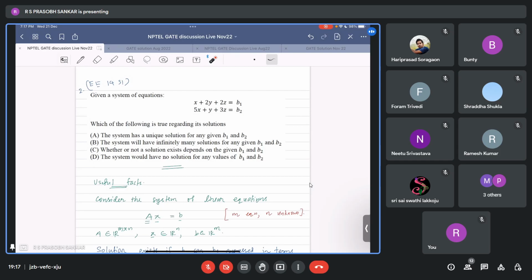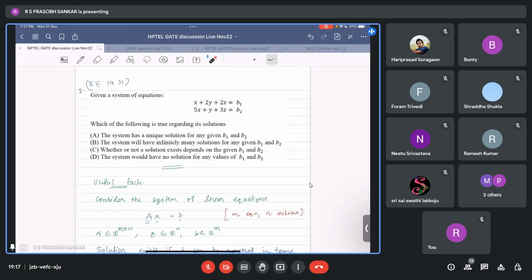So, A is that the system has a unique solution for any b1 and b2, or the system will have infinitely many solutions for any given b1 and b2, or whether or not a solution exists depends on b1 and b2, and finally the system doesn't have any solution for any values of b1 and b2. So these are the four options. Given the system of equations, we need to find which of these options is the correct answer.